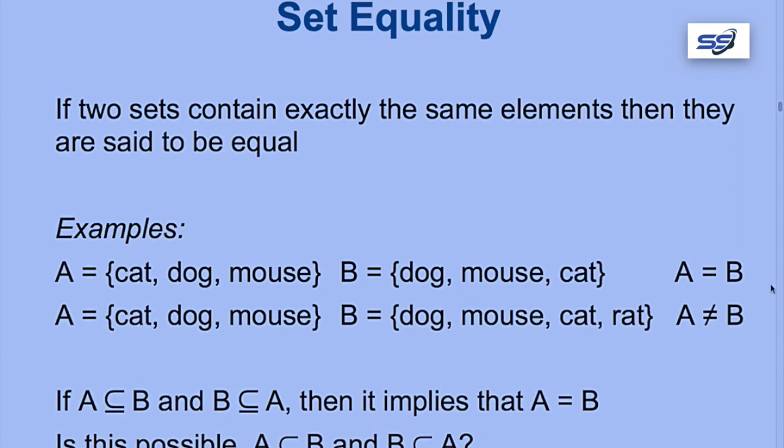A = B. Another example: A = {cat, dog, mouse}, B = {dog, mouse, cat, rat}. Here, A is not equal to B.